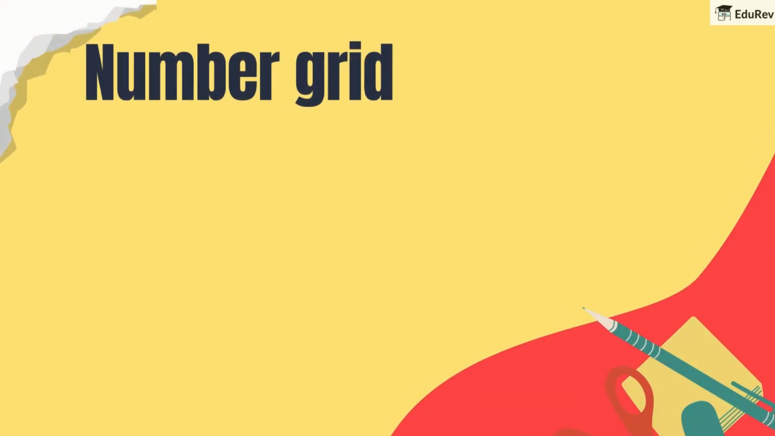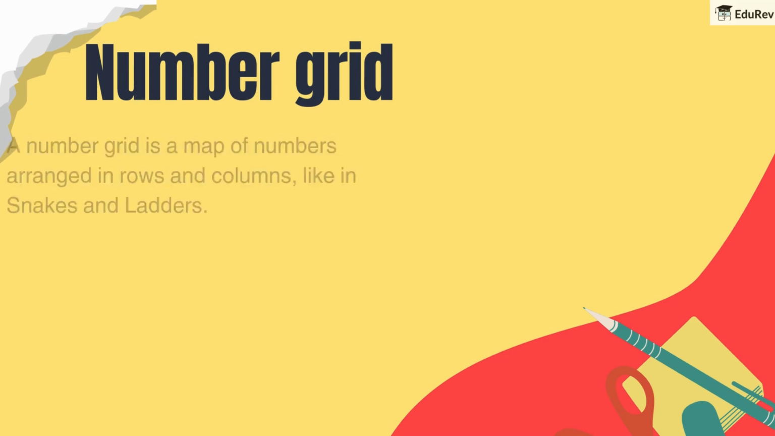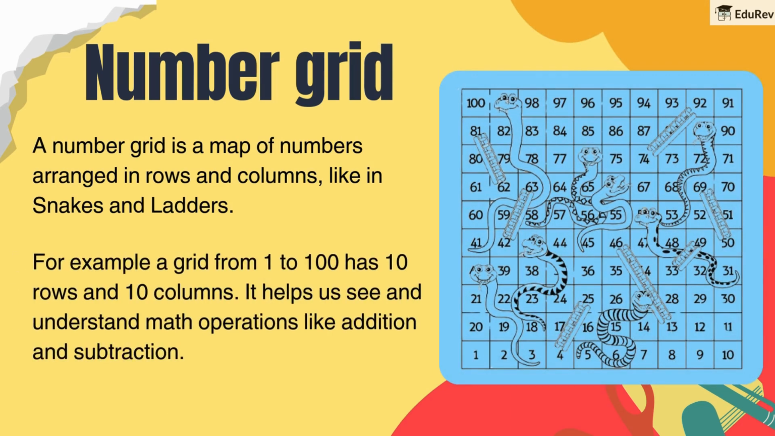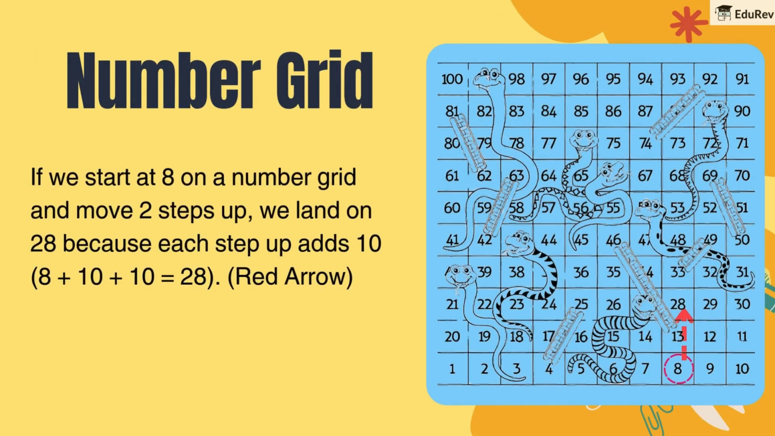Next, let's explore the number grid. A number grid is a map of numbers arranged in rows and columns like in snakes and ladders. For example, a grid from 1 to 100 has 10 rows and 10 columns. It helps us see and understand math operations like addition and subtraction. If we start at 8 on a number grid and move 2 steps up, we land on 28 because each step up adds 10. 8 plus 10 plus 10 equals 28.